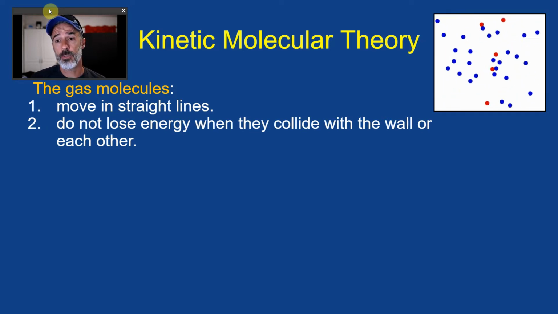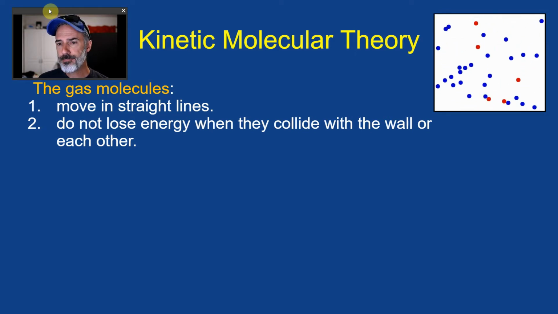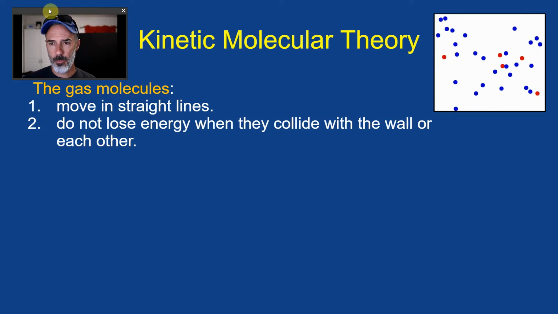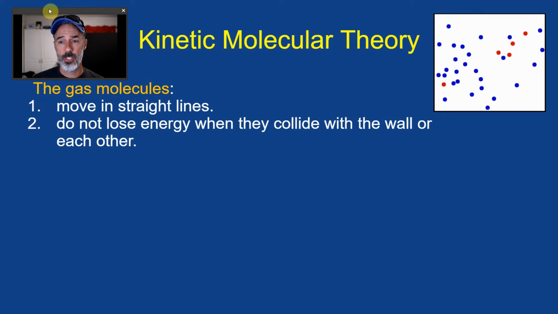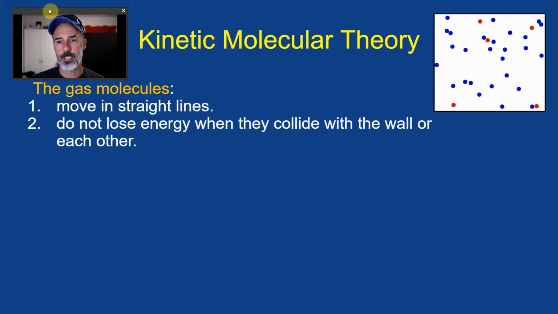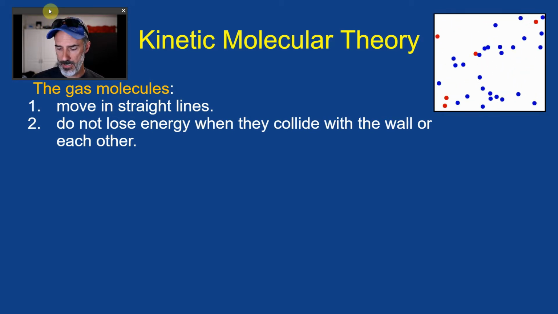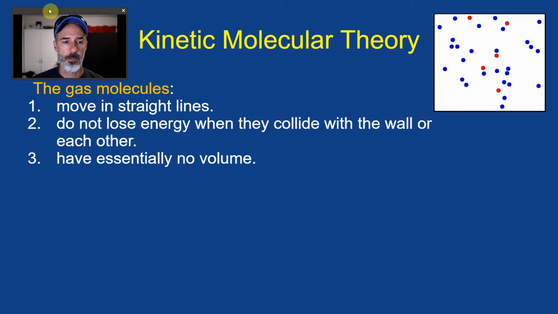Number two, they don't lose energy if they collide. In other words, they're elastic collisions. Now, you know what that means. If you have two cars that collide with each other, sadly, they don't have elastic collisions. They crumple and stick together. We're assuming they completely bounce back here. It's one of the physics ideas that's underpinning this math.